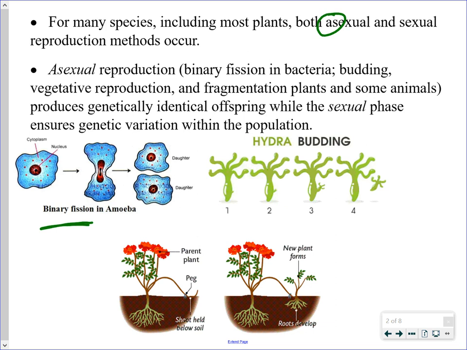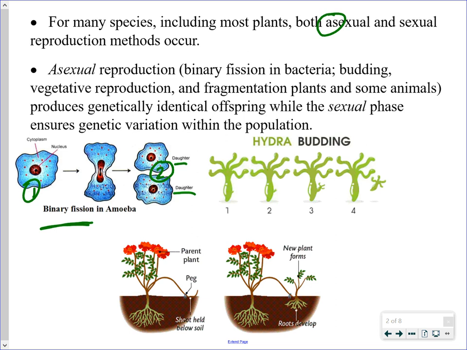So we start with one single cell that we do have here in this amoeba, and then we get to what are referred to as daughter cells. So this is through the process of mitosis where we get those two cells, which means that these two cells would be genetically identical to each other and also identical to, well, the original one that they started with in the first place. So that is one kind of asexual reproduction.